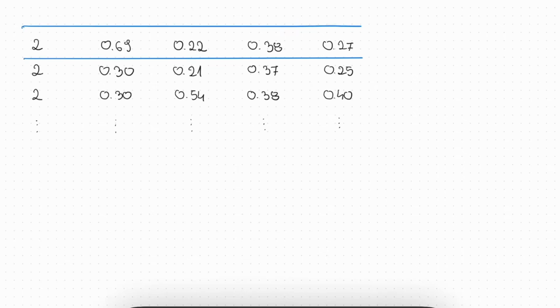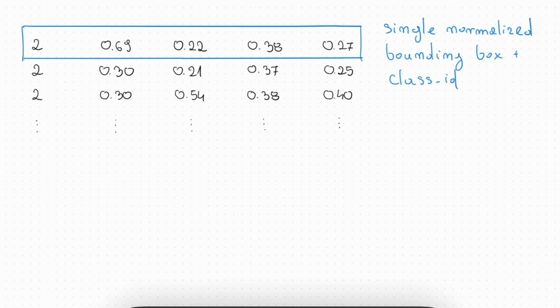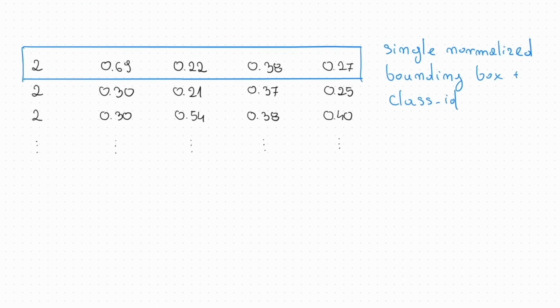So in YOLO annotation, every line describes a single bounding box along with a class associated with that bounding box. We have 4 floating point numbers that describe the position and the size of the bounding box, and we have 1 integer that describes the class ID of that particular bounding box. Now, those numbers in the txt file are separated by a single space, and they form kind of like a table. So the first column from the left is actually the class ID.